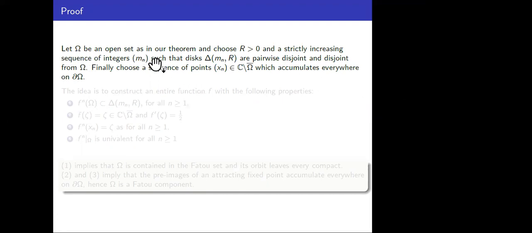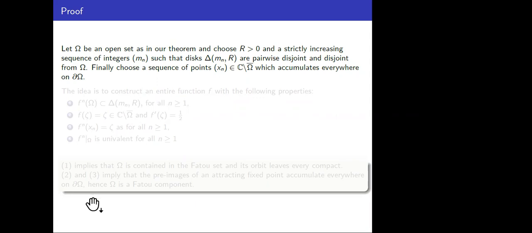So let omega be an open set as in our theorem, and choose a real number R and a strictly increasing sequence of integers M_n, such that the disks centered at these integers M_n of radius R are pairwise disjoint and disjoint from your omega. Now finally choose a sequence of points in the complement of the closure of omega, which accumulates everywhere on the boundary. So maybe here I can now draw a picture in the bottom.